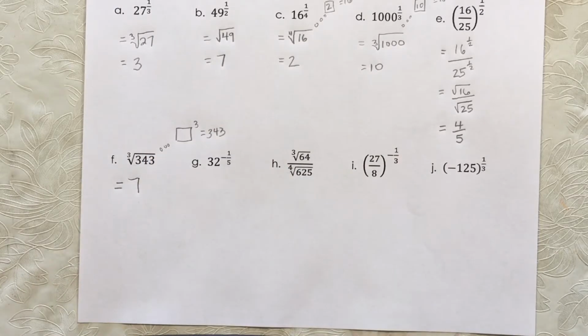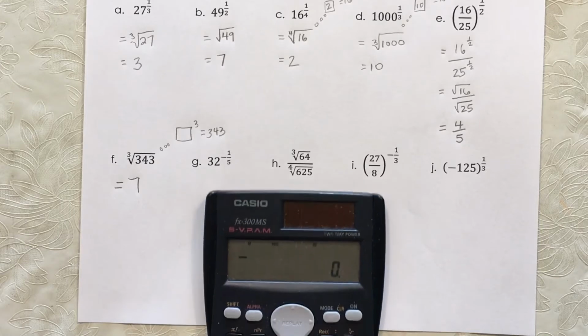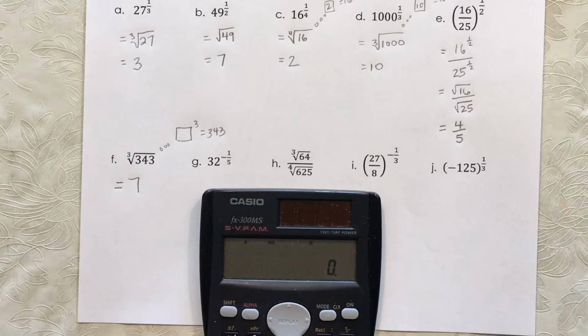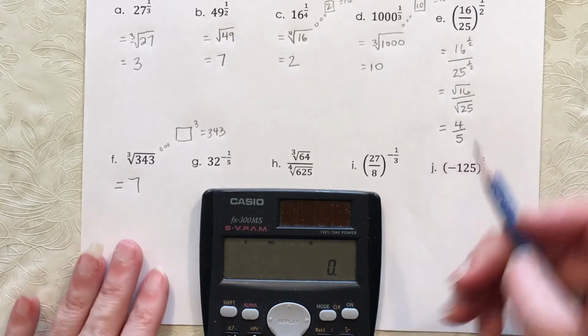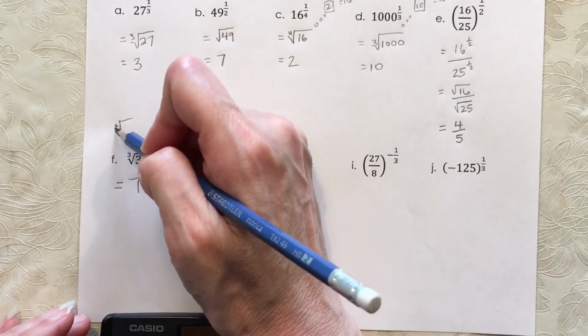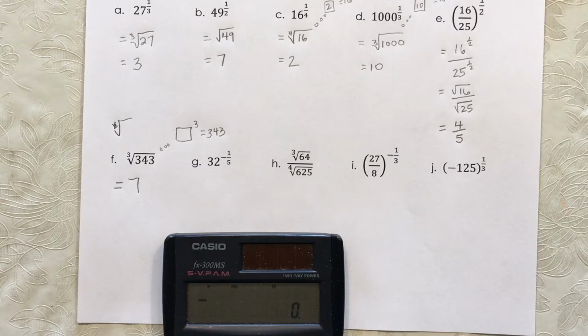And again, some of you may be wondering how to type that into your calculator. There's a few ways, it depends on your calculator. So if you have that button, for me, I have that button. So I'm going to do 343 and then shift that button.